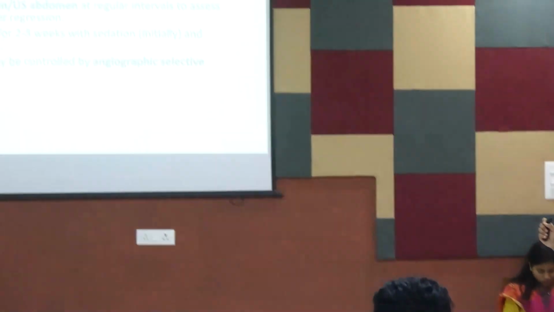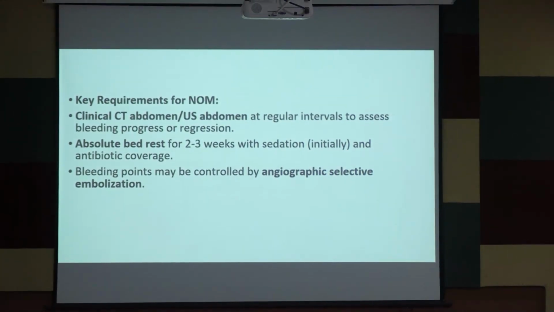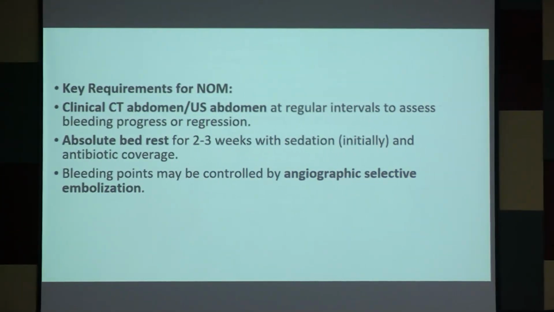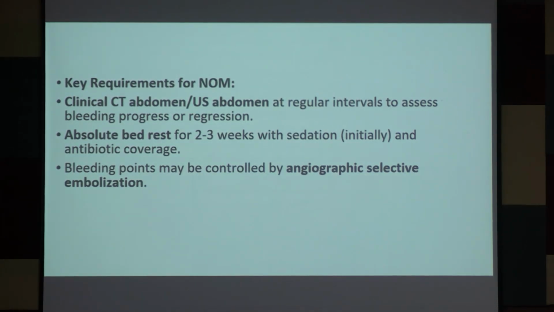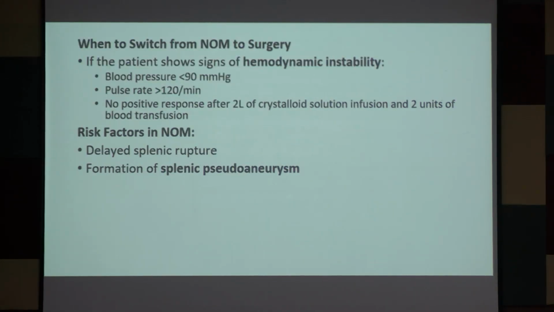Now the key requirements for non-operative management is that the USG abdomen or CT scan can be regularly done. In case of 6-hourly hemoglobin, if the hemoglobin shows a falling trend, you need to go for a repeat CT scan to see whether there is further injury or not. And absolute bed rest should be there, suggested for the next 2 to 3 weeks with antibiotic coverage. Now bleeding points, this is an advanced thing. Angiographic selective embolization can be done, but it is available only in selected areas, not everywhere.